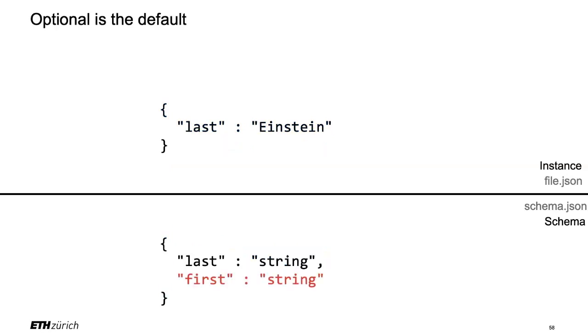Next, this also works. In that case, I want last and first to be strings. But again, I said, if they exist, because in that schema, I'm fine if it doesn't exist. For example, here, my instance document does not have any first key, but this is fine, it's optional. So it's also the case here that my instance document is valid against my schema.